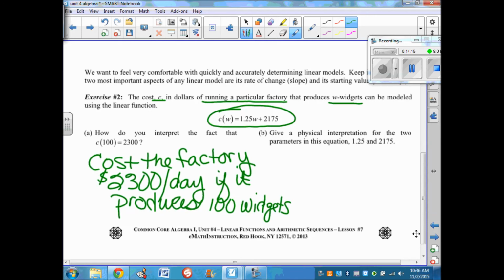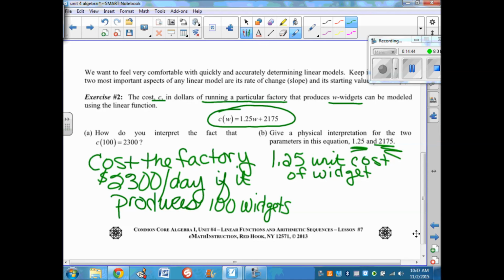Okay. Now it says give a physical interpretation for the two parameters in this equation, that 1.25 and then 2,175. So that 1.25 is the unit cost of a widget. Okay? Every one widget costs $1.25.